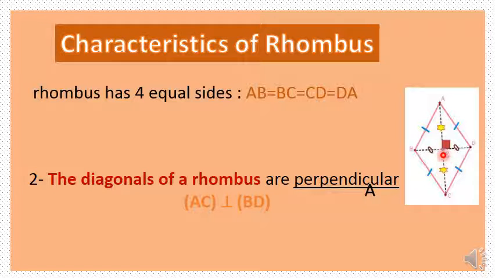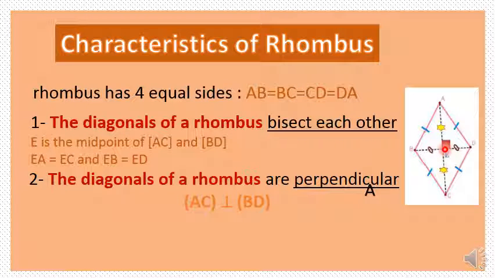EA is equal to EC. EB is equal to ED, but they are not equal in measure. So the diagonals are bisecting each other. They intersect at the same midpoint, which is E. And if you look again, you are going to notice that the diagonals of the rhombus are perpendicular to each other. AC is perpendicular to BD.